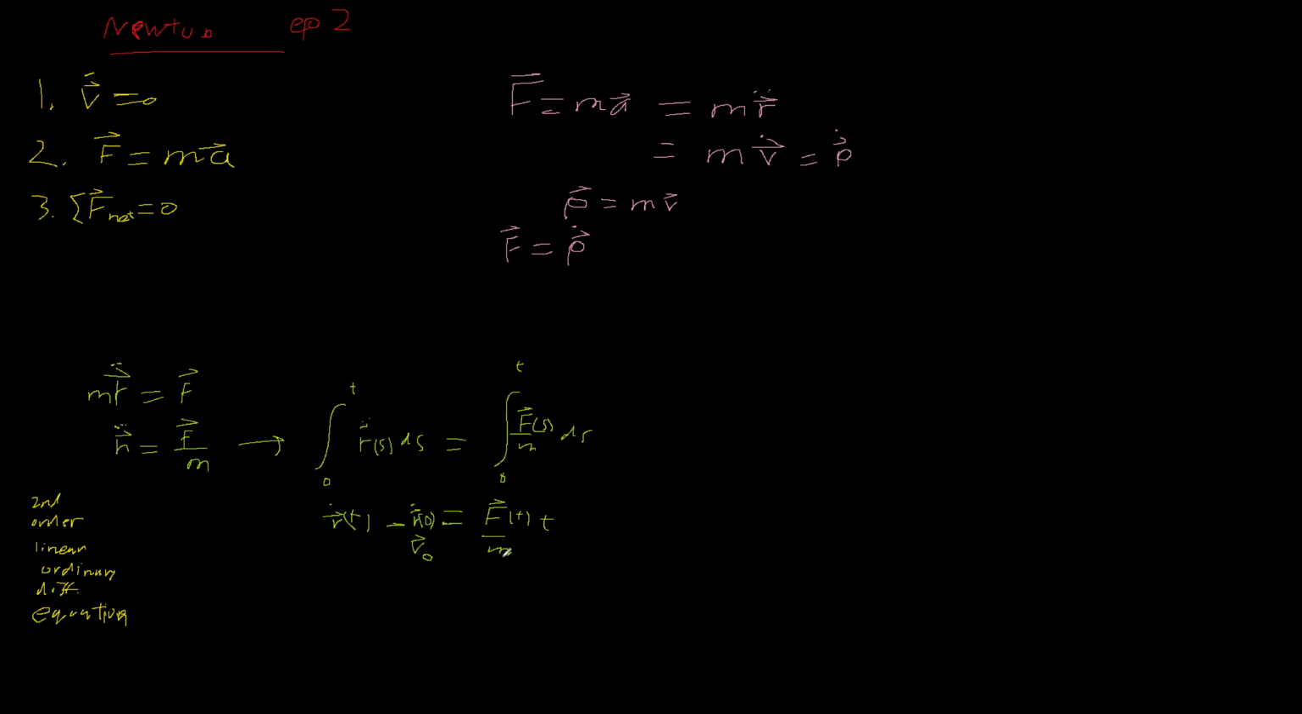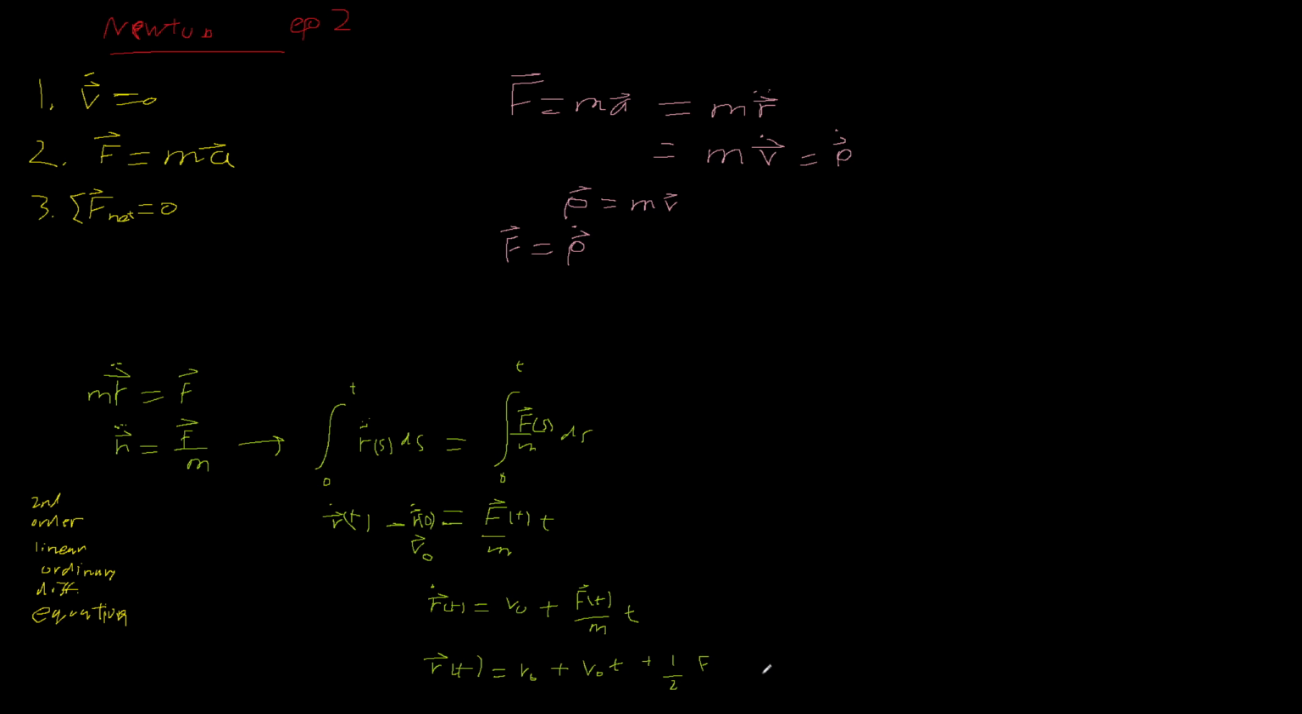And so we can solve that. We get r of t equals v naught plus F of t over m. And then we can do this one more time, and we can solve r naught plus v naught t plus 1 over 2, and I forgot a t here, 1 over 2 F of t over m t.